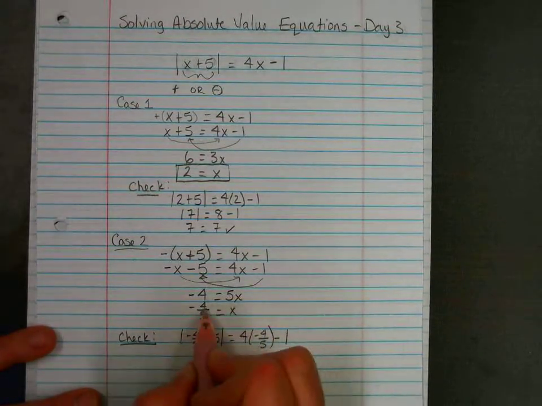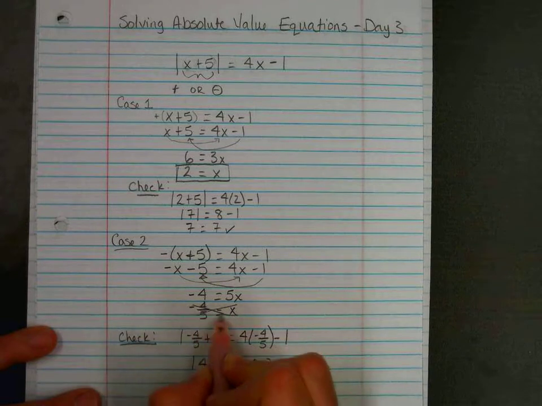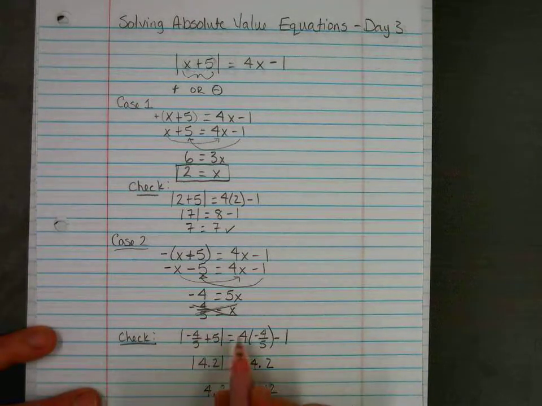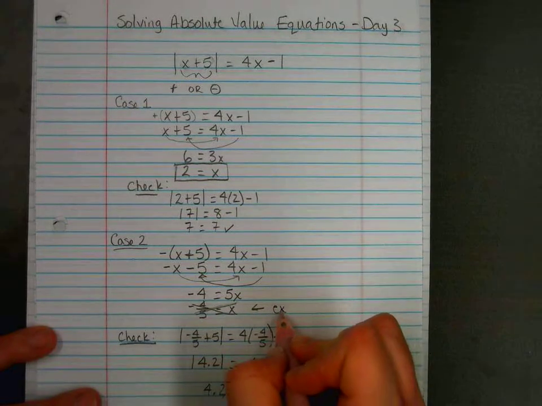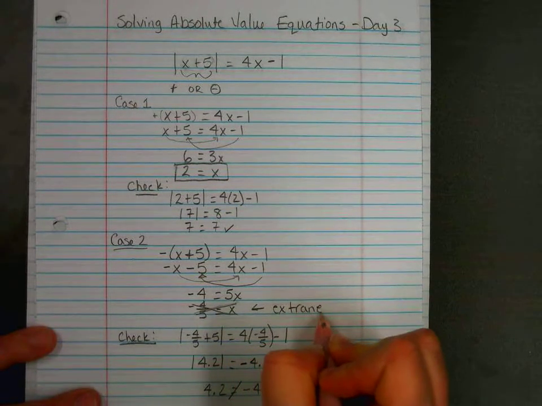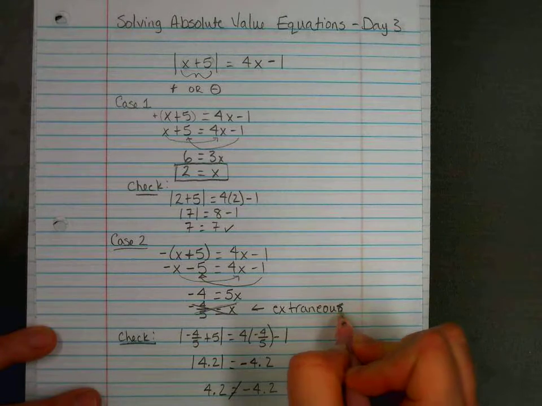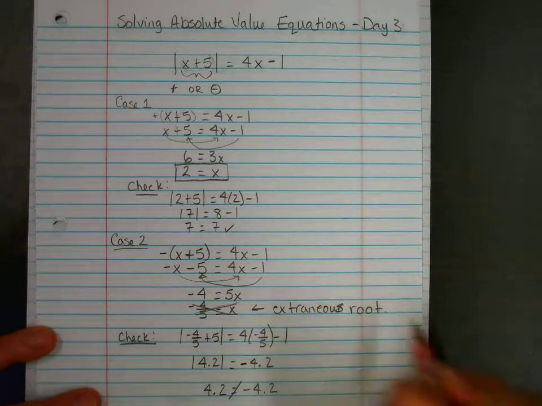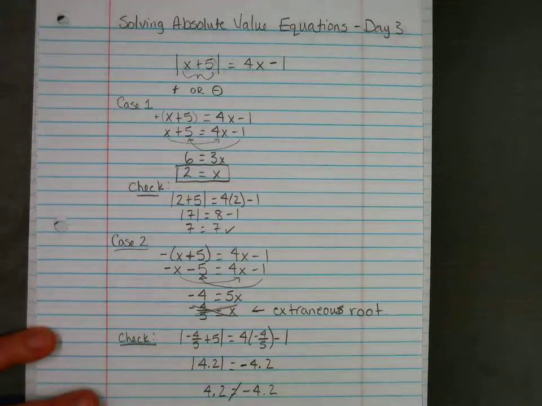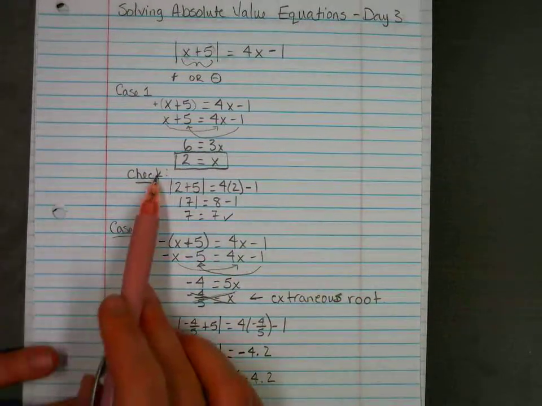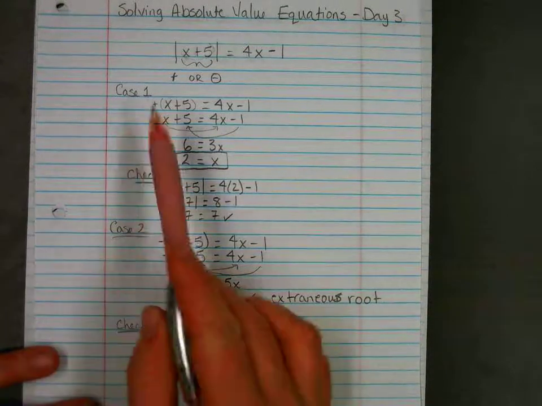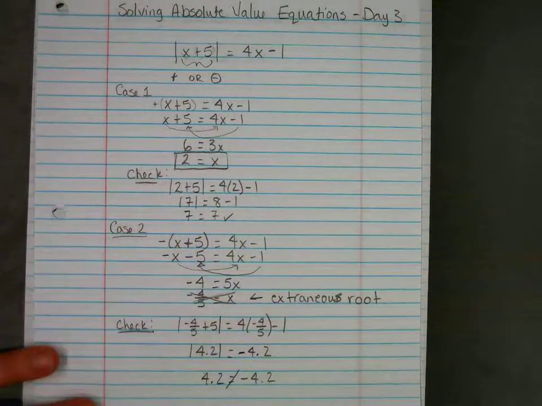So I need to come back here and cross out this answer. This does not actually satisfy the equation. This negative 4/5 is called our extraneous root. So my only solution to this equation would be x is equal to 2. So lots of work to get to the answer, but it's very important that you check all of your answers and you're always setting up two cases.